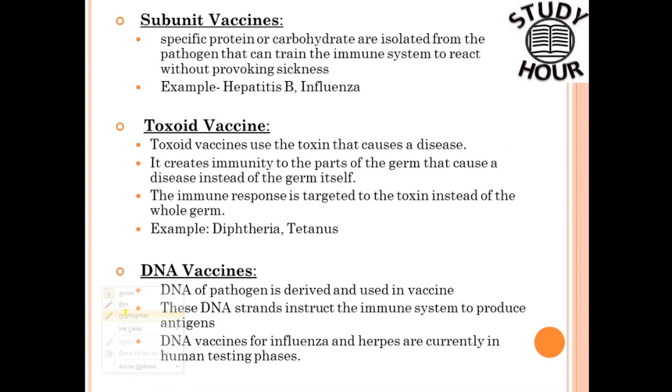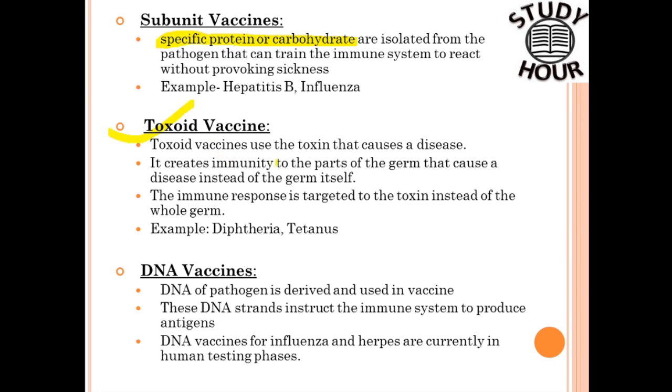In subunit vaccine, specific protein or carbohydrates are isolated from the pathogen. Okay, not whole of the pathogen is used as antigen, but some part of it. Okay, which is very much specific to that very pathogen. Okay, example are hepatitis B and influenza virus vaccine. Now fourth is toxoid vaccine.